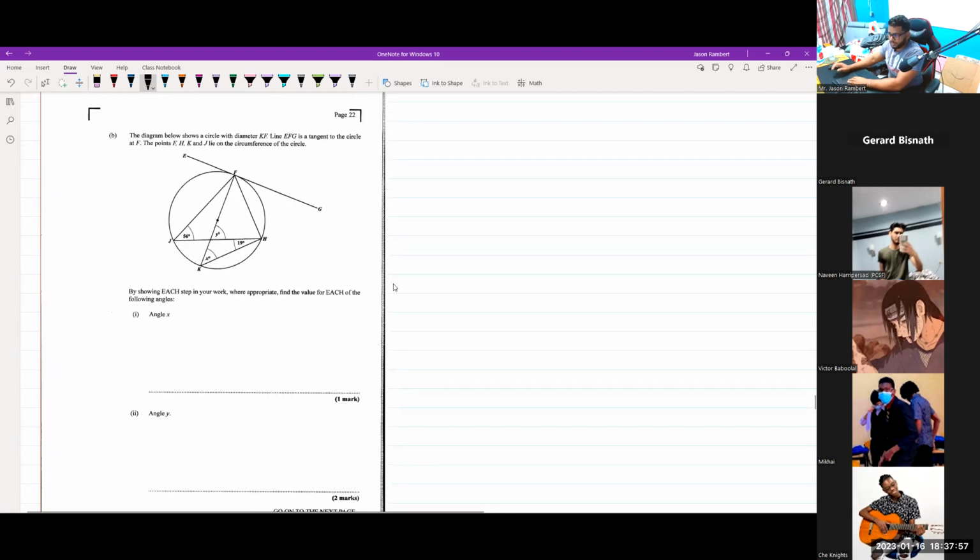More theorems? Okay. EFG is a tangent, diameter is KF, good. FHKG on the circumference. By showing each step in the work, where appropriate, find the value of each of the following angles. Angle X is 56. Angles subtended by a chord to the circumference are equal, standing on the same arc. I'll put our reasoning.